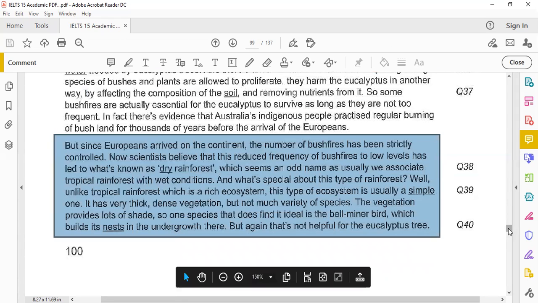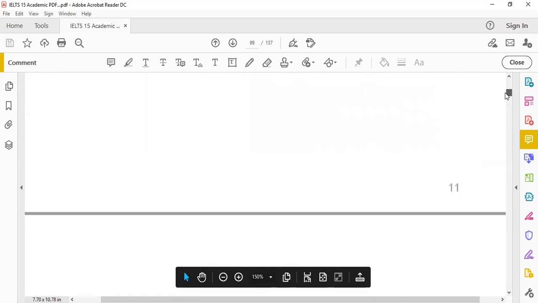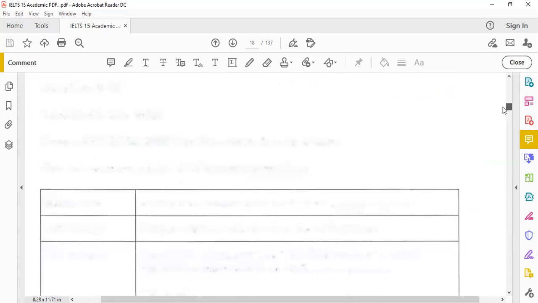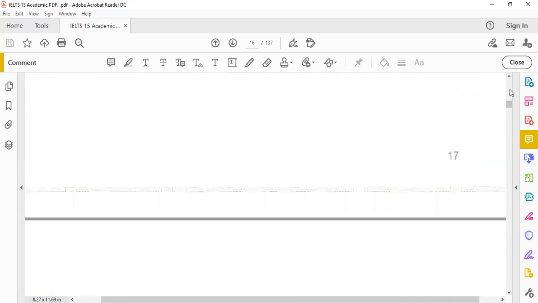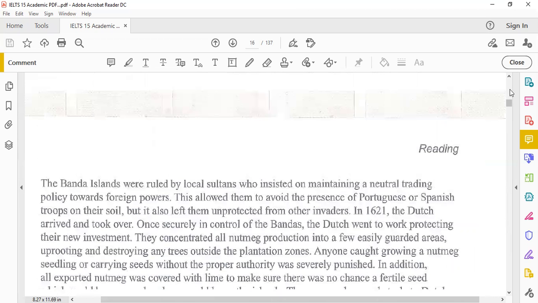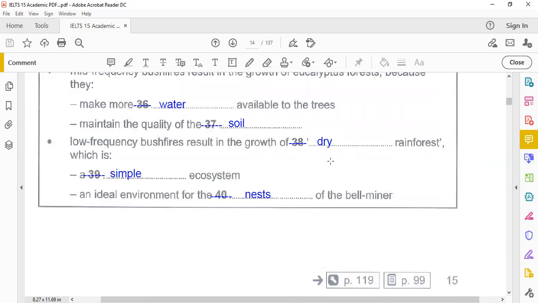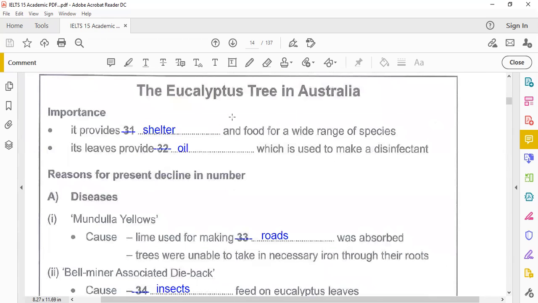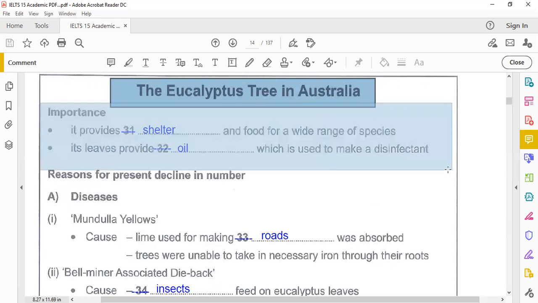Well, now we go back to the pages. Not this, not this, not this, not this. Yes, here we read about it. The eucalyptus tree in Australia, you can see that, okay? Importance, so the importance of the tree is like this.